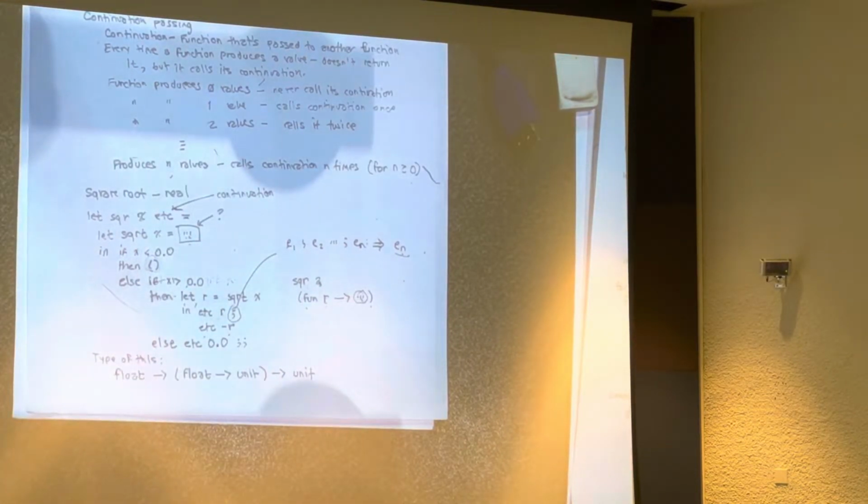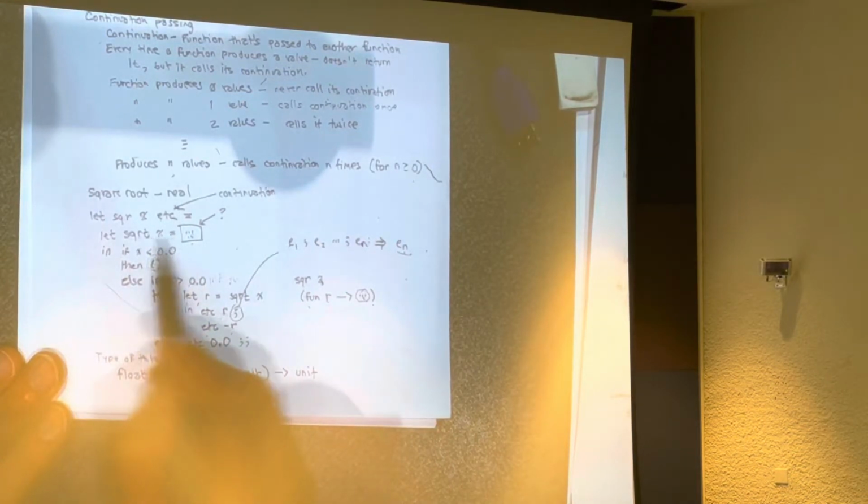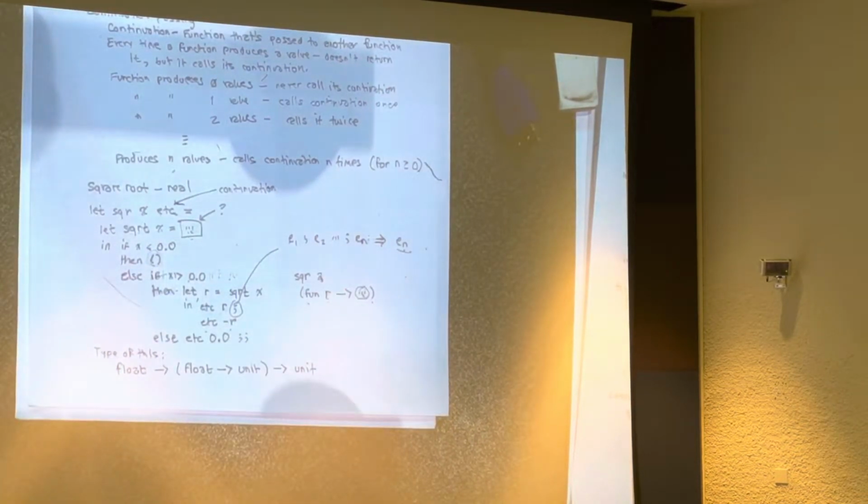Go ahead. What would the continuation be then? The continuation here is ETC. The square root function doesn't have a continuation. It's just an ordinary function that returns a value.